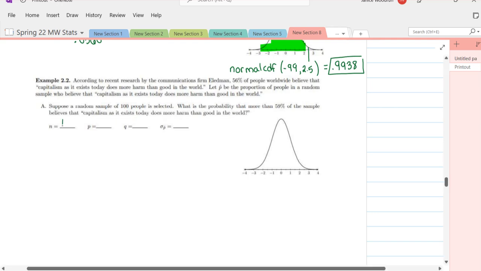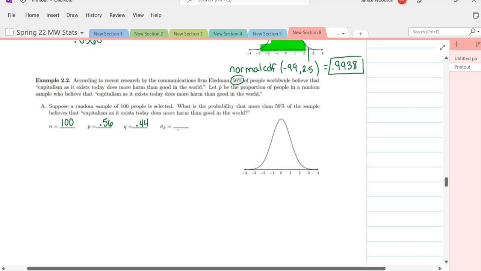Okay, so what we are given, sample size is how big? 100. All right, p is what? The population percentage? 0.56, which means q is 0.44. Now, if I did a quick check here, np would be 100 times 0.56, which is 56, and nq would be 44. So we're good with that. Sample size is big enough.